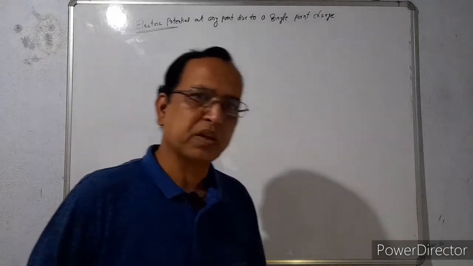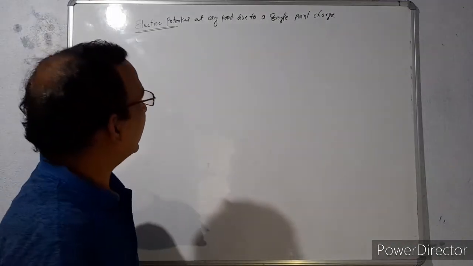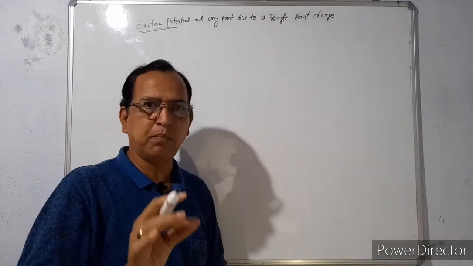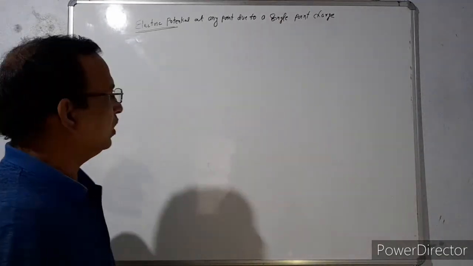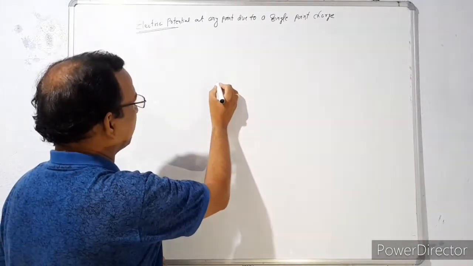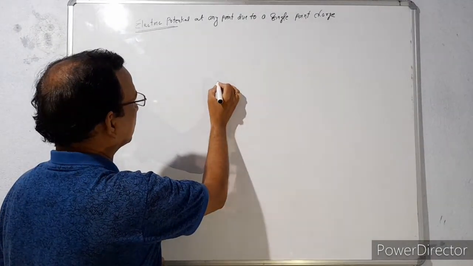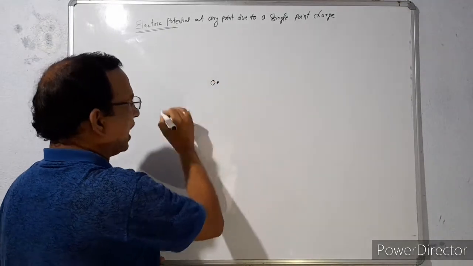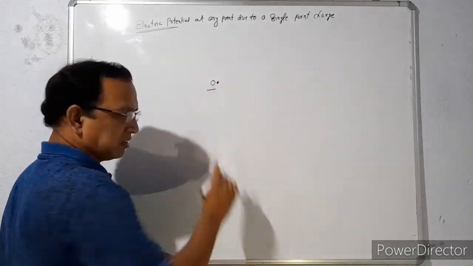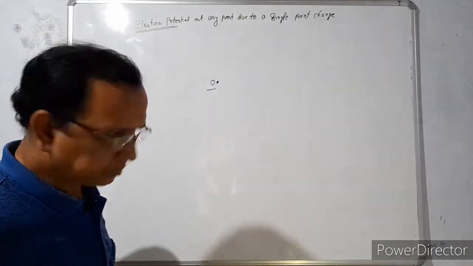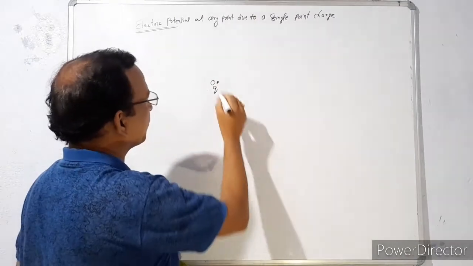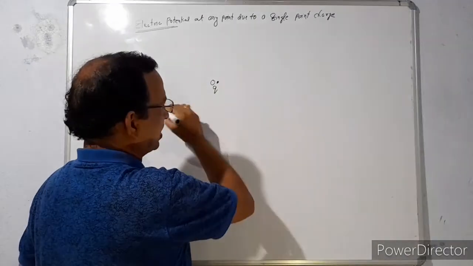Welcome to you all. Today's topic is electric potential at any point due to a single point charge, when the source charge is at the origin. Suppose let us consider a point O at which charge Q is placed. It is the source charge.